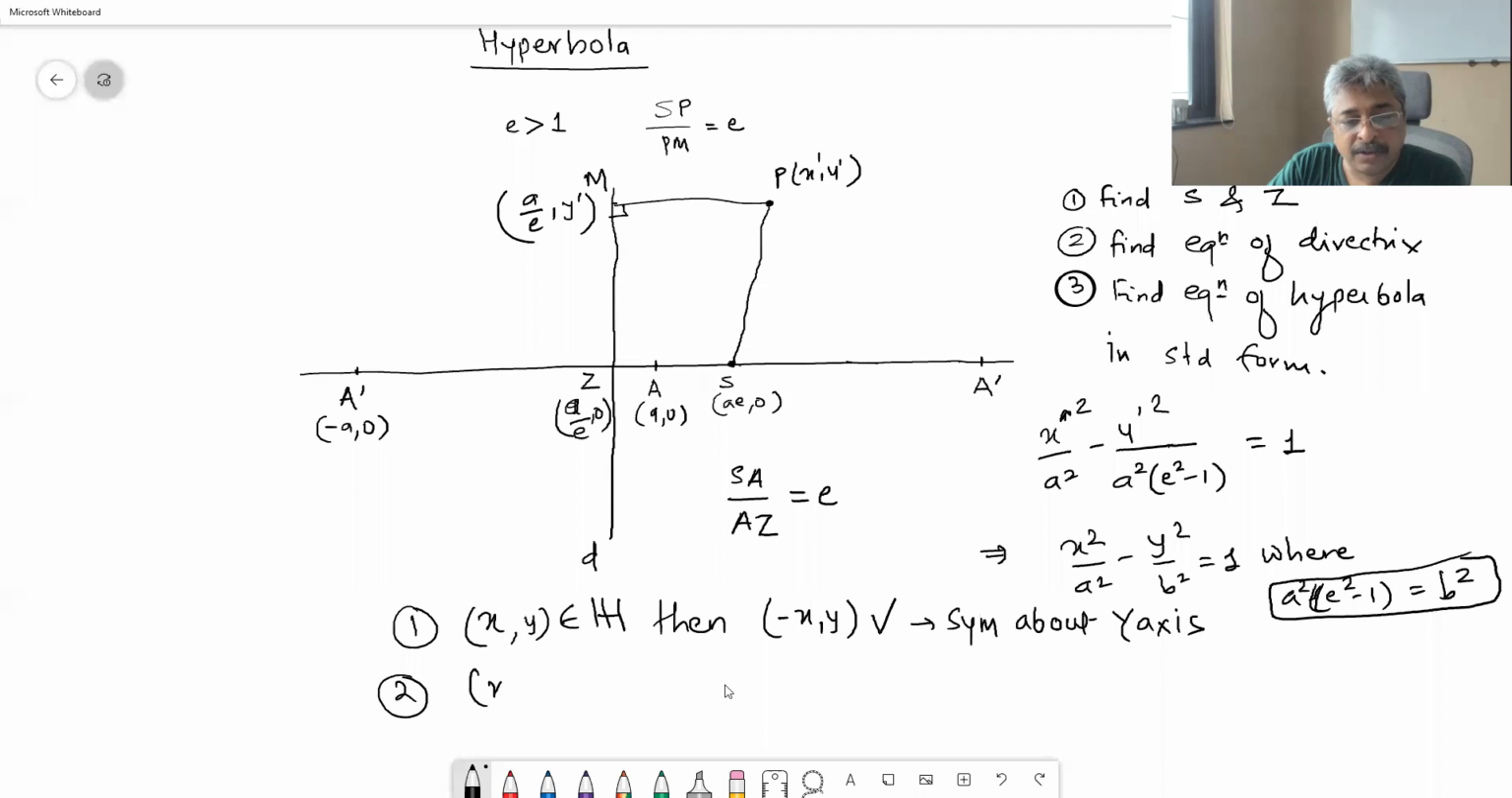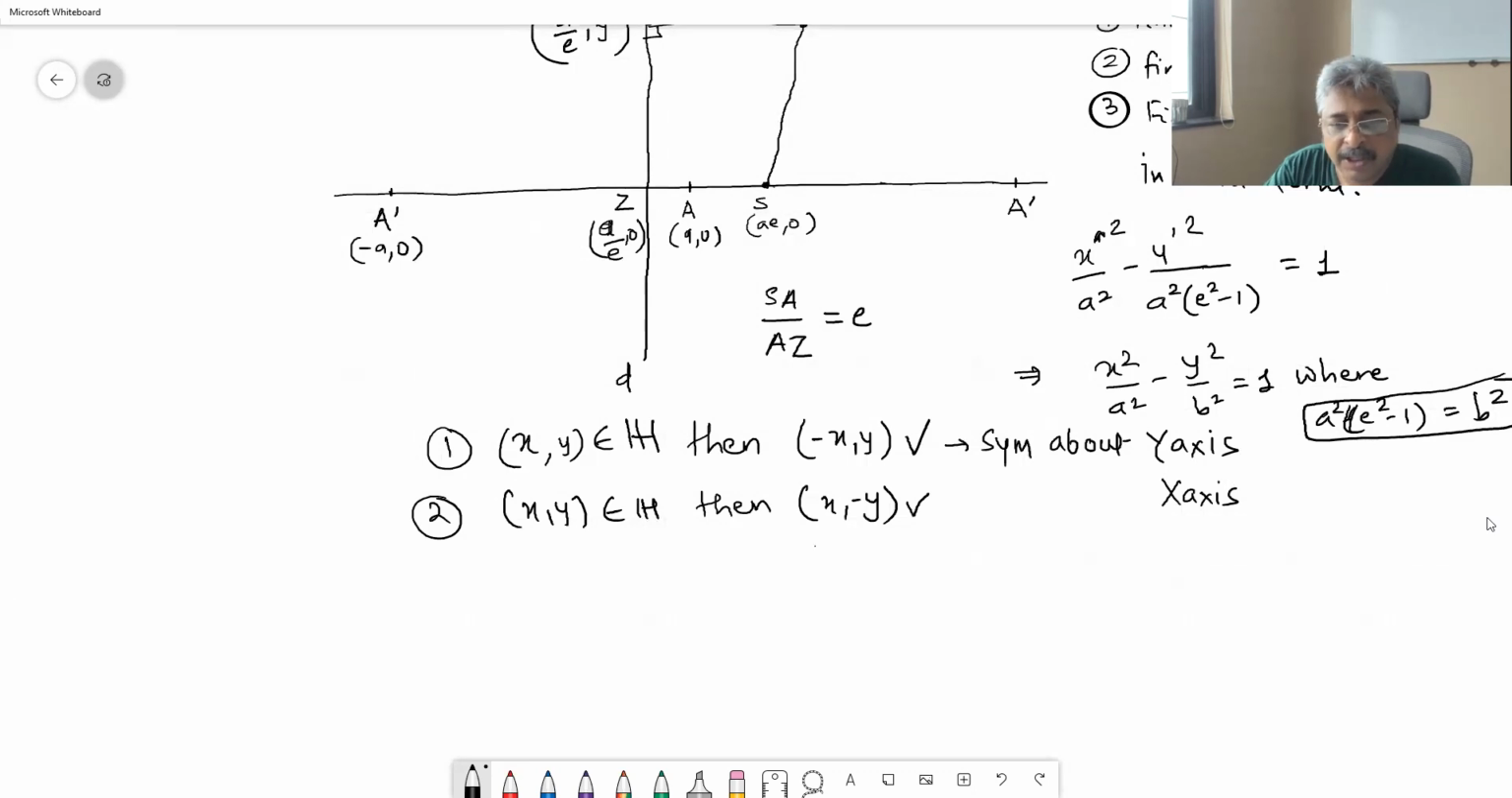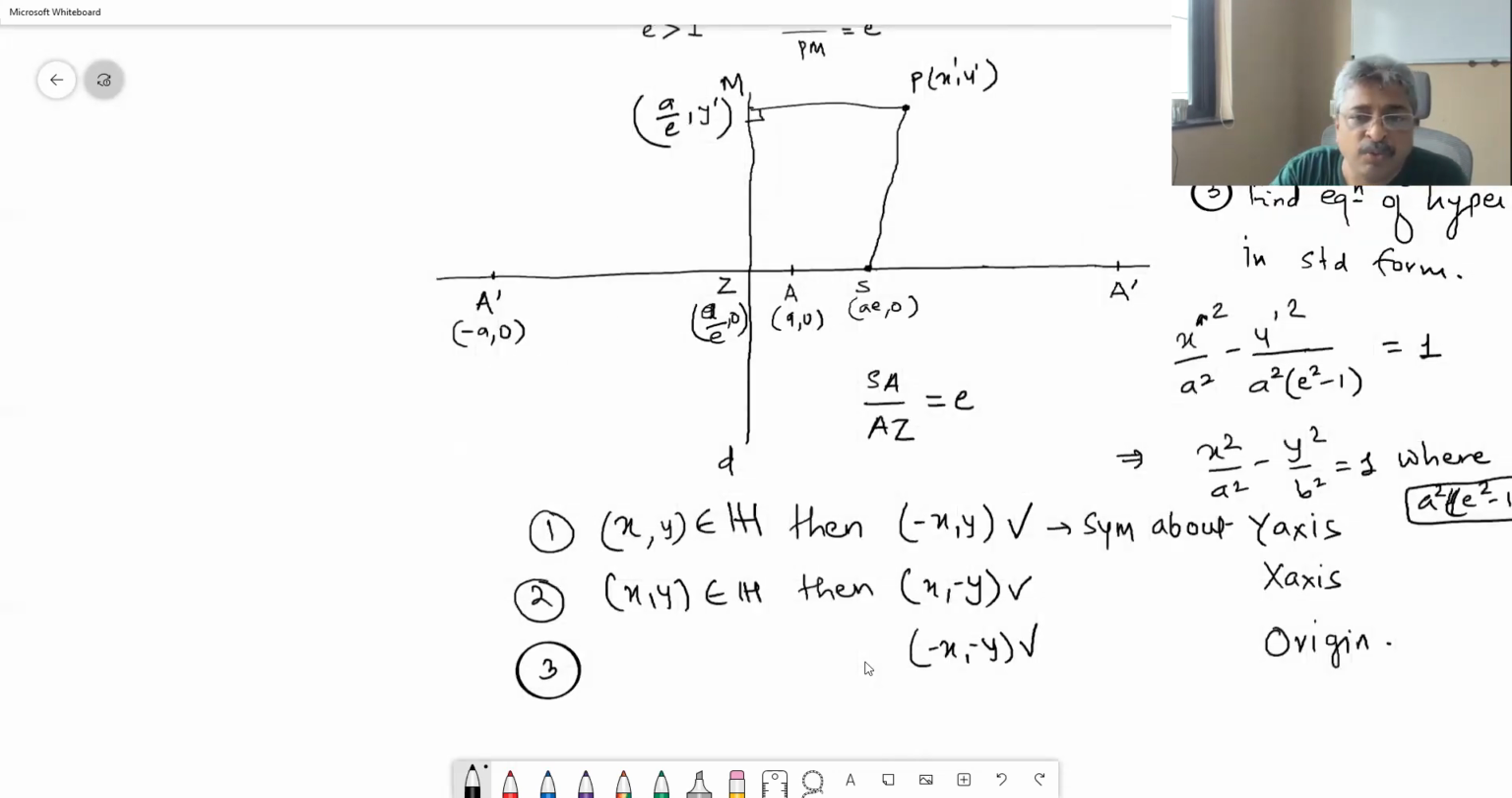Second, if (x, y) belongs to hyperbola, then (x, -y), does it belong to hyperbola? Yes, symmetric about x-axis. Then if (x, y) belongs to hyperbola, then (-x, -y) belongs to hyperbola? Yes, therefore symmetric about origin. Again, we ended up getting a very symmetric figure about x-axis and y-axis, and hence there must be one more focus and one more directrix.